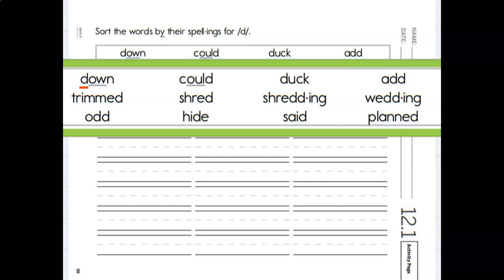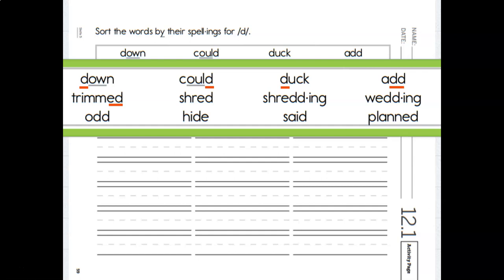The next word is could, could. The D sound is spelt with D. The next word is duck, duck. The D sound is spelt with D. The next word is add, add. The D sound is spelt DD. The next word is trimmed, trimmed. The D sound is spelt ED.